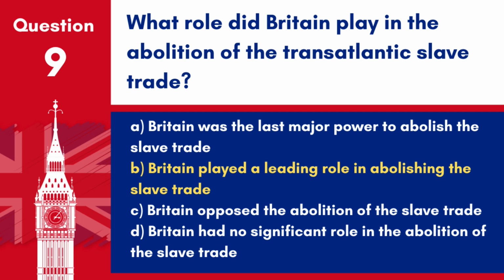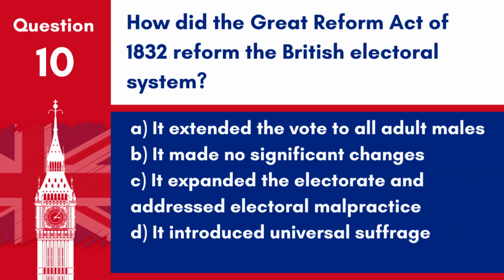Britain was instrumental in the abolition of the transatlantic slave trade, passing the Slave Trade Act in 1807. Question 10. How did the Great Reform Act of 1832 reform the British electoral system?